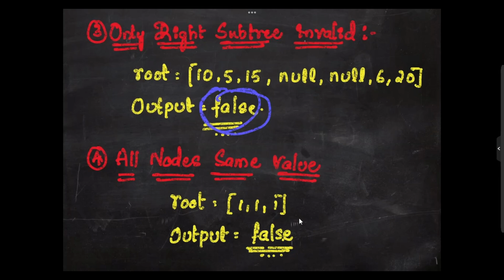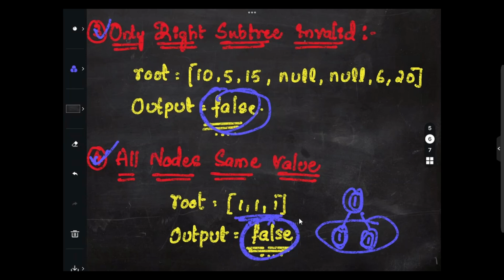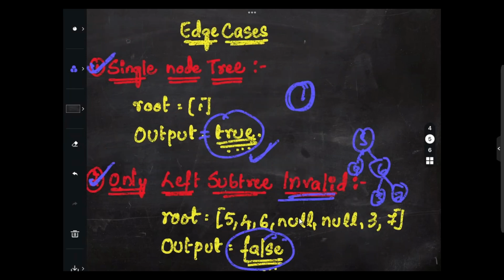Right. Let's move on with the final edge case, or the fourth edge case. All nodes same value. When I say all nodes same value, we have 1, 1, 1 here, right? To be a valid BST, the left subtree has to have a value lesser than the root node, and the right subtree should have a value greater than the root node. In this case, this miserably fails, right? Every value is the same here. So the output is false in this case, right?